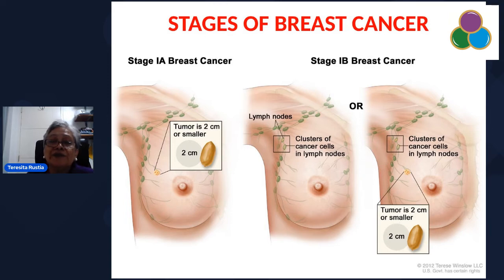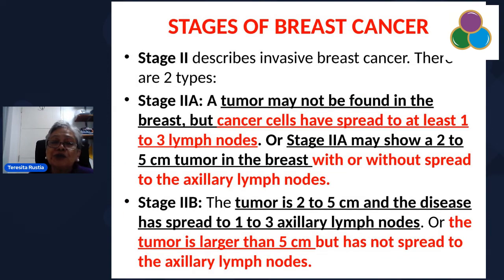Okay, next slide, please. So, stage 2. Now, stage 2 is described as invasive breast cancer. There are two types, 2A and 2B. A tumor may not be found in the breast, but cancer cells have spread to at least one or three lymph nodes. Okay, they may not be a tumor, but cancer cells have developed and they have spread to one to three lymph nodes. Stage 2A may show a 2 to 5 centimeter tumor in the breast.